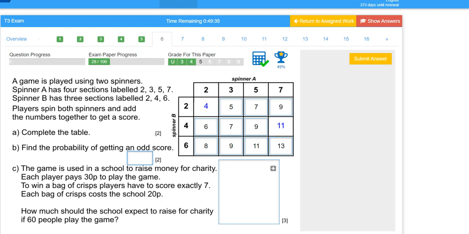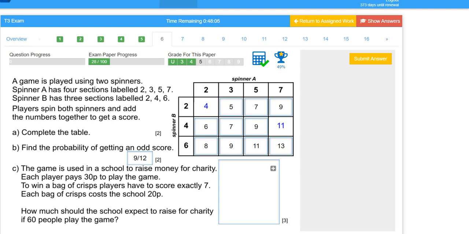So what's the probability of getting an odd score? Well, how many ways do I have of doing it? I have 12 different possible answers. How many of those are odd? Well, there's a 5, a 7, a 7, a 9, a 9, a 9, 11, 11, and a 13. How many of those are odd? 1, 2, 3, 4, 5, 6, 7, 8, 9. I think that is 9 ways out of 12. Now I could simplify that, and we might want to write that as a decimal or as 3/4. We'll see if MathsWatch is happy with that later on.